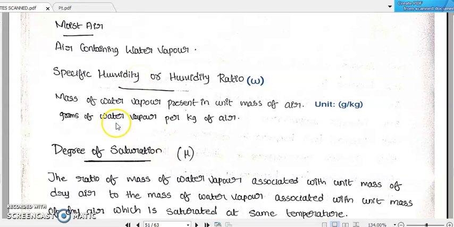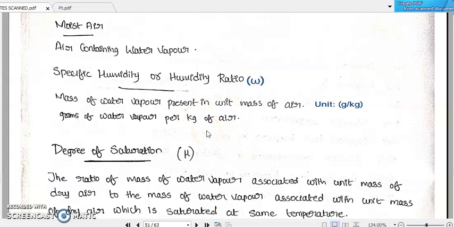How can we define this humidity scientifically, or in engineering terms? We can define it as specific humidity or humidity ratio, which is the mass of water vapor present in unit mass of dry air. The unit of specific humidity or humidity ratio is gram per kilogram. That is, how many grams of water vapor are present in 1 kilogram of dry air.